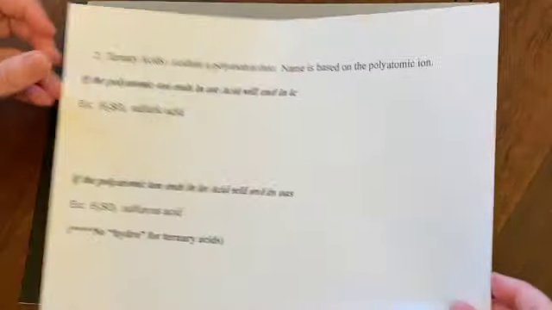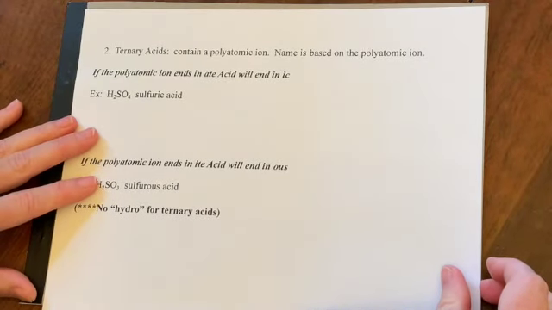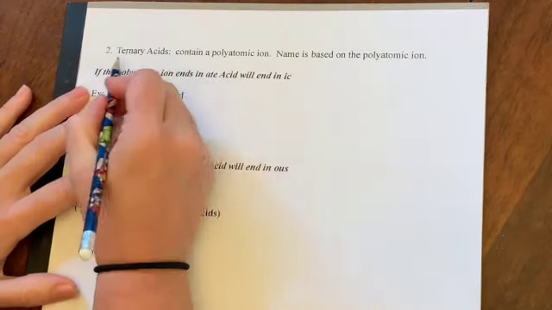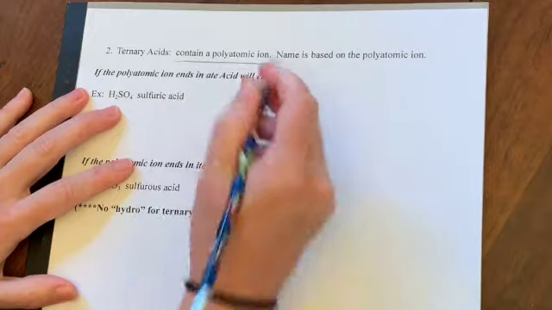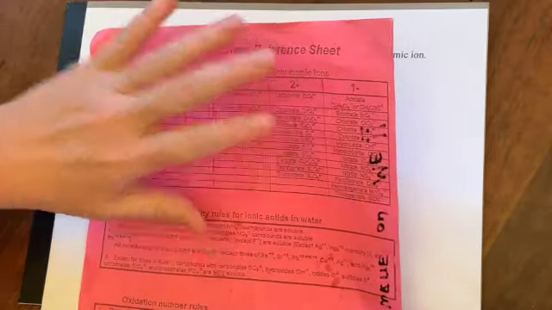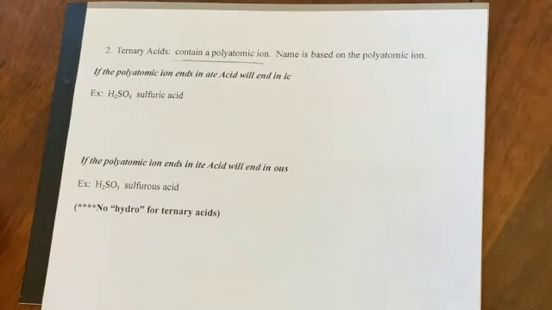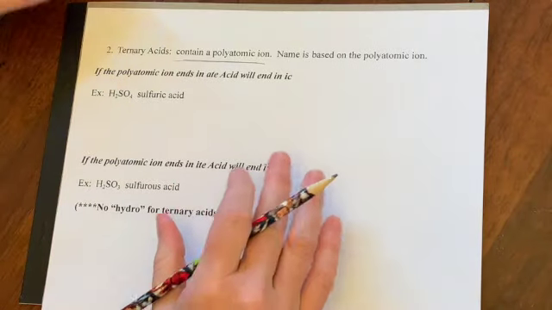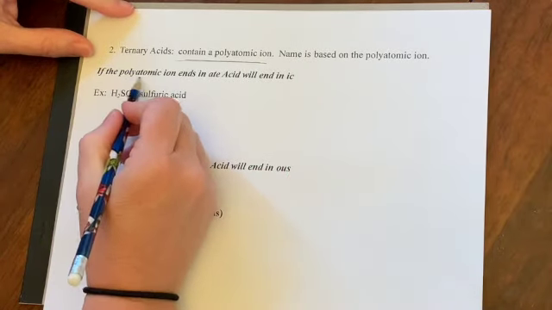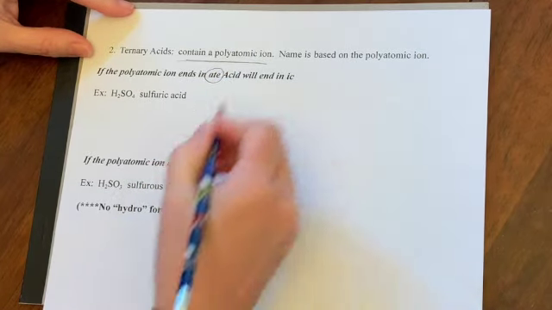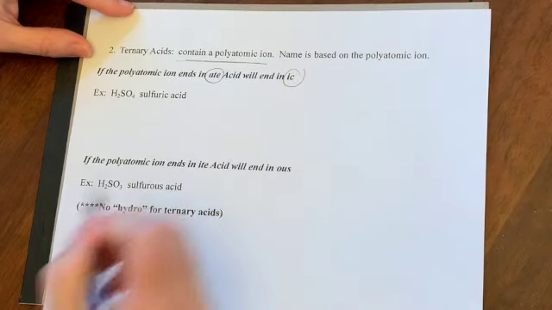The next grouping, or our second grouping for acids, are known as ternary acids. Sometimes these are called oxyacids because they're going to have oxygens in them. But all ternary acids contain polyatomic ions. So please remember, again, with your periodic tables, you have this polyatomic ion chart on the back. You had this from first semester. You definitely are going to need that polyatomic ion sheet, because for ternary acids, the name is actually based on the polyatomic ion. If the polyatomic ion ends in ate, the acid is going to end in ic.